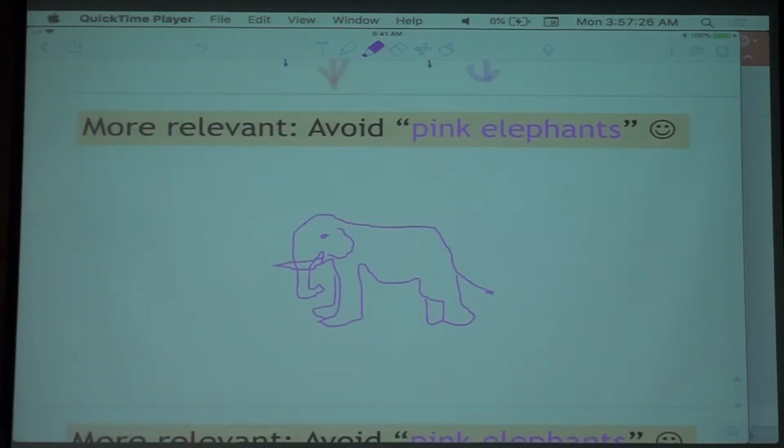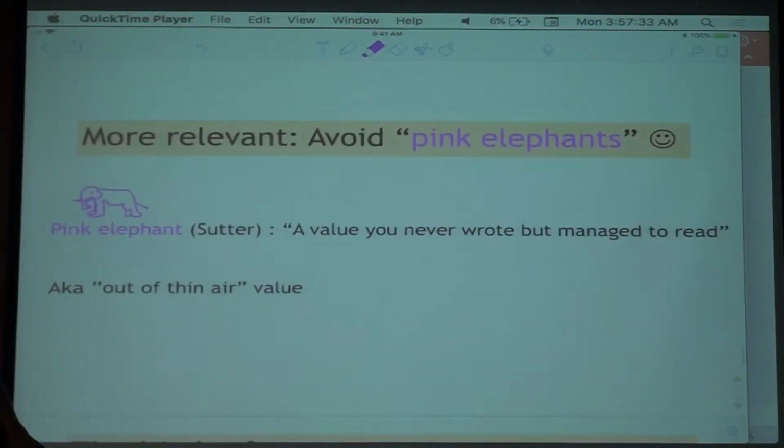It's the pink elephant. It's my quick drawing of a pink elephant. This term was coined by Herb Sutter. We know that pink elephants don't exist, but pink elephants suddenly show up in program debugging. Hence he said, look for pink elephants. They are unexpected values. You never wrote 23 in your program, ever. But somehow in a location, you didn't do any arithmetic, let's say, you're just writing and reading, that's all, suddenly you managed to read 23. You never wrote 23. That's bad, right? No addition, nothing.